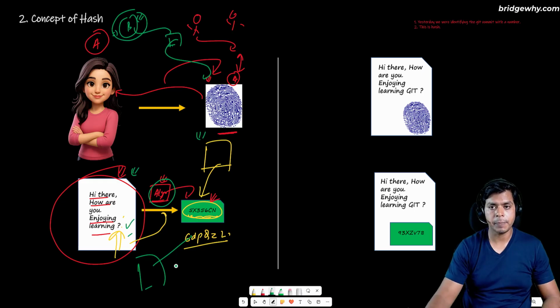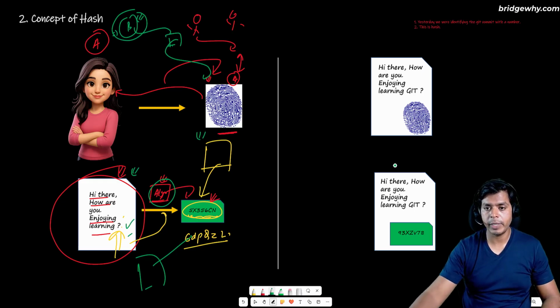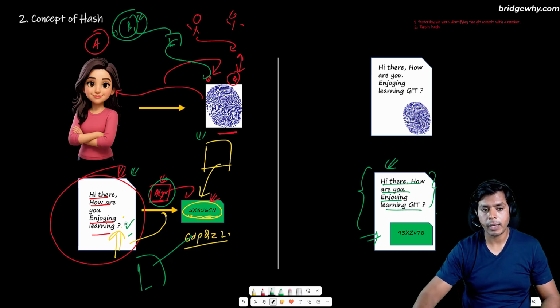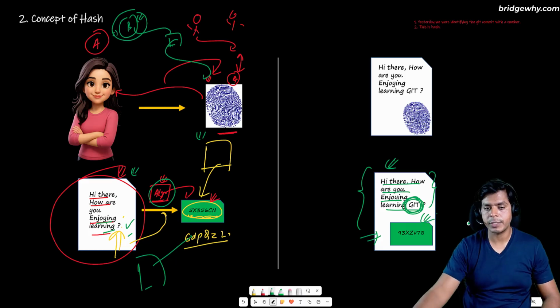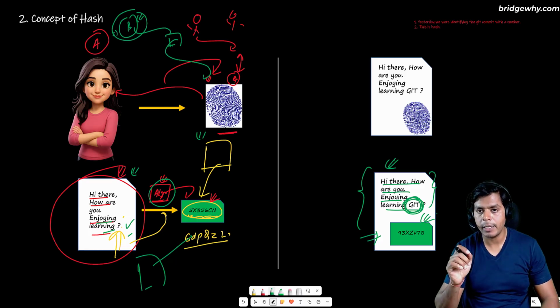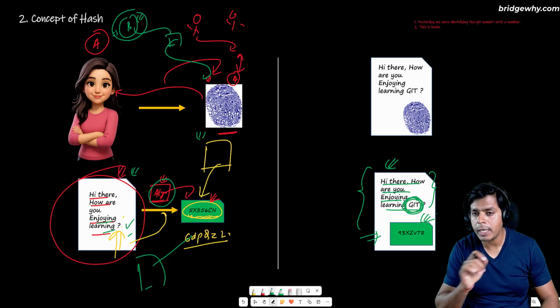Similarly, if two files are producing the same number after this algorithm, then it means that these two files are the same. See here what I'm doing: I have a file and I have put a number here. Actually, this number is the fingerprint of this. If I just change here, "hi there, how are you enjoying learning Git?" Here I just said "enjoy learning" and here I am saying "Git." Just this change and this number is totally changed. Interesting, right?